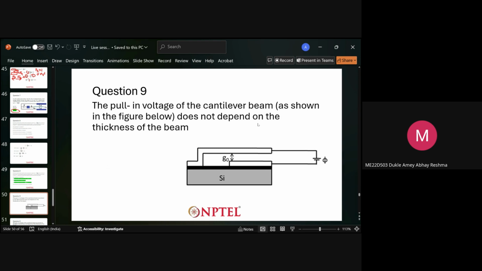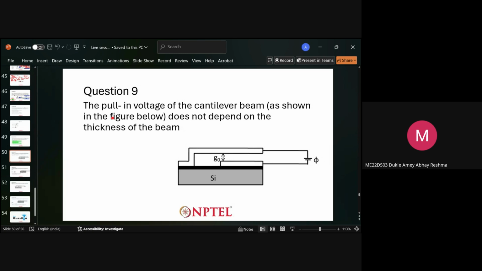So these are the true and false type of questions. The pull-in voltage of the cantilever beam as shown in the figure does not depend on the thickness of the beam. Do you think it is true or false? So you have the pull-in voltage equation. For pull-in voltage, you have the restoring force.